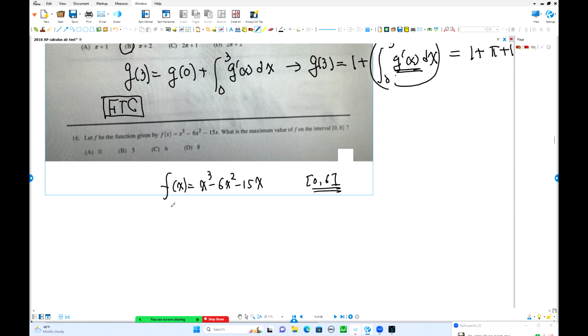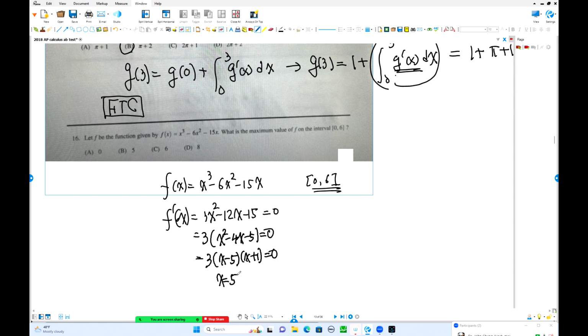Okay, anyway, we're going to find the derivative, right? To find the graph of this one: 3x squared minus 12x minus 15. To make it equal 0, what happens? 3 is out, x squared minus 4x minus 5 equals 0. So it equals 3 times (x minus 5) times (x plus 1) equals 0, you can factor. So we have 2 points, x equals 5 and x equals negative 1.